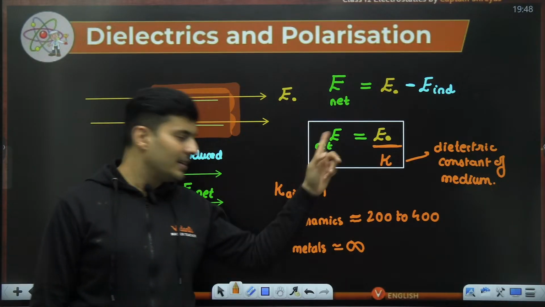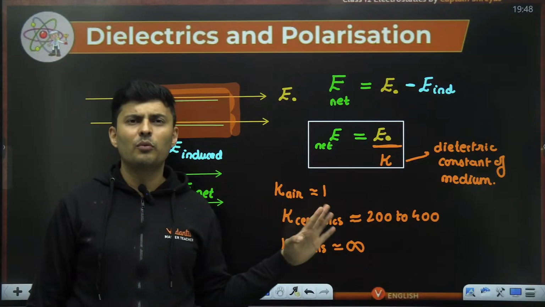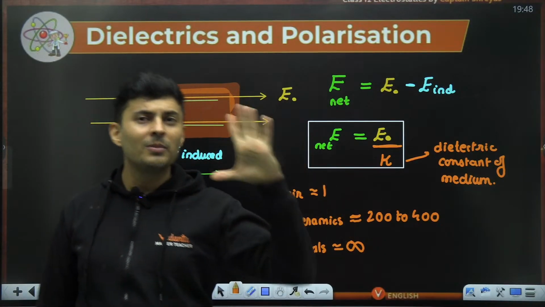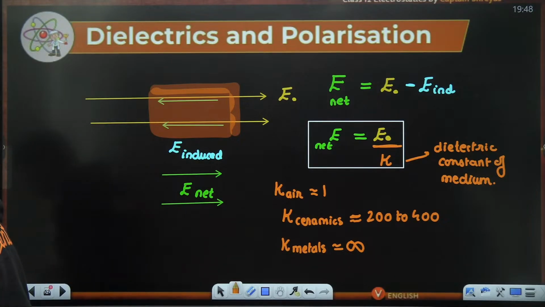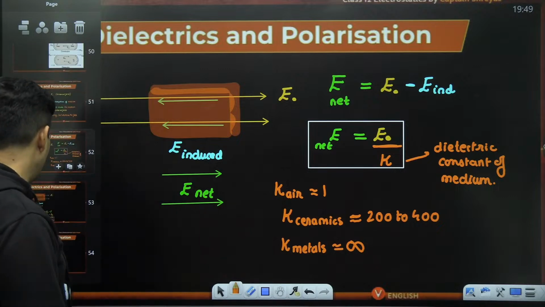So for metals, the dielectric constant is infinity. For ceramic-like objects, it's 300. For paper and wood, typically 4, 5, 10 like that. And for air and vacuum, it is 1. Okay, very, very important. Yes, today's lecture is a 12th grade lecture.